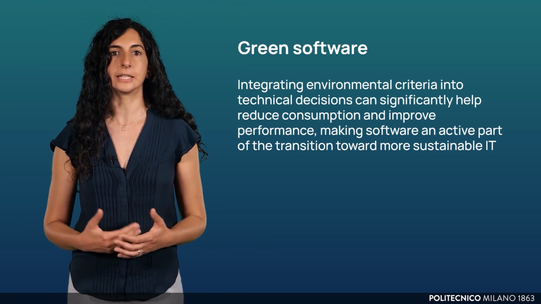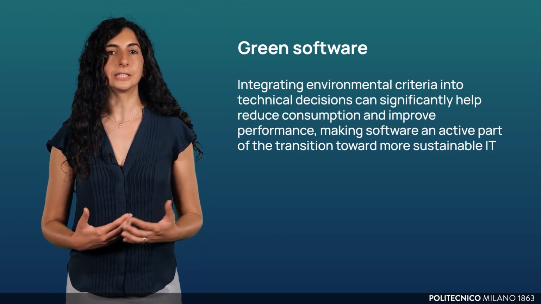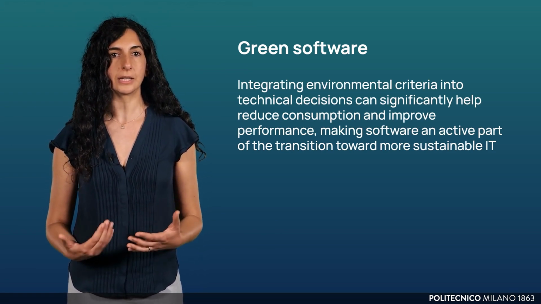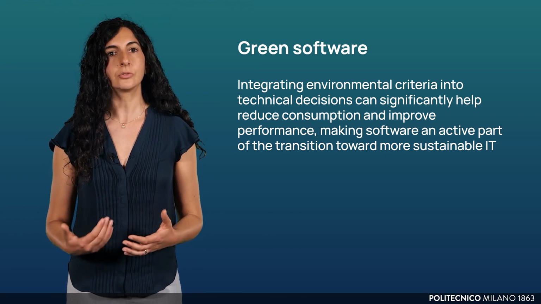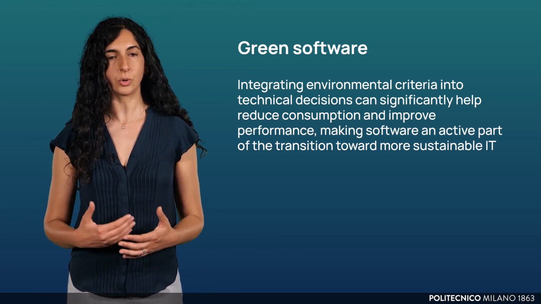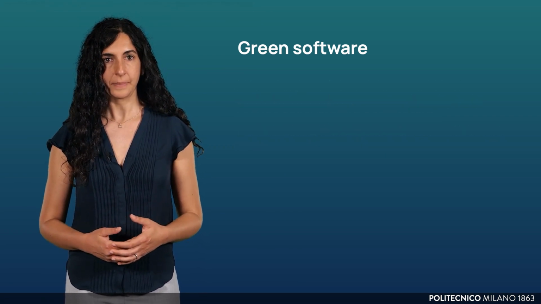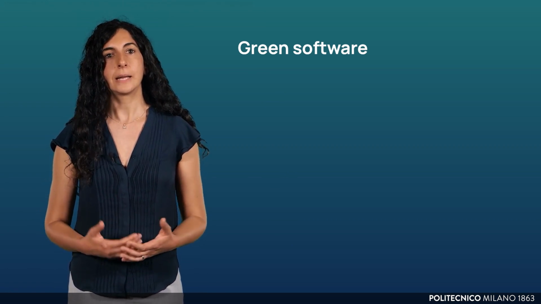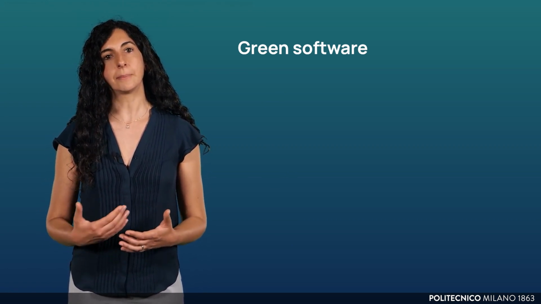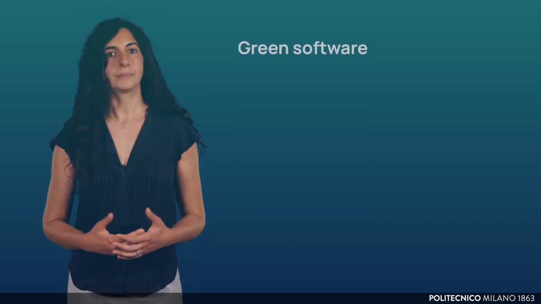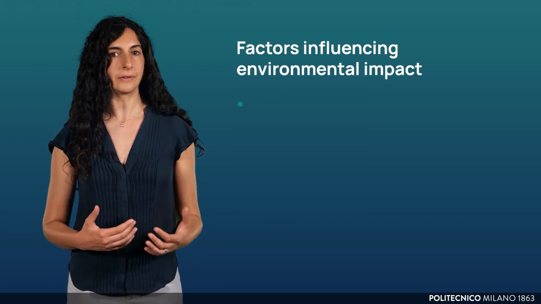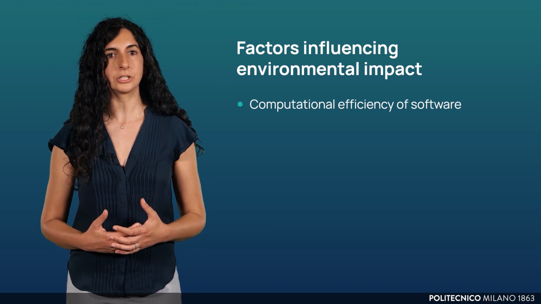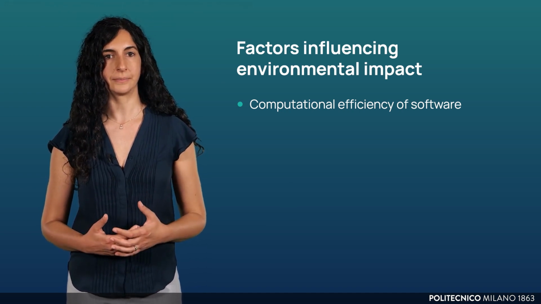Integrating environmental criteria into technical decisions can significantly help reduce consumption and improve performance, making software an active part of the transition toward more sustainable IT. In this lesson, we will focus on the developer's perspective and look at the main factors that influence the environmental impact of software. The quality of the code directly affects the amount of computational resources required to run an application.